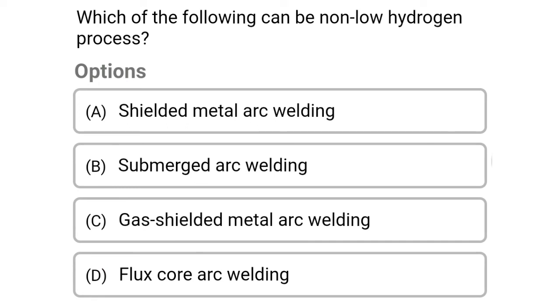So next question, which of the following can be non-low hydrogen process? Option A shielded metal arc welding, option B submerged arc welding, option C gas shielded metal arc welding, option D flux core arc welding. So the correct answer is option A shielded metal arc welding.